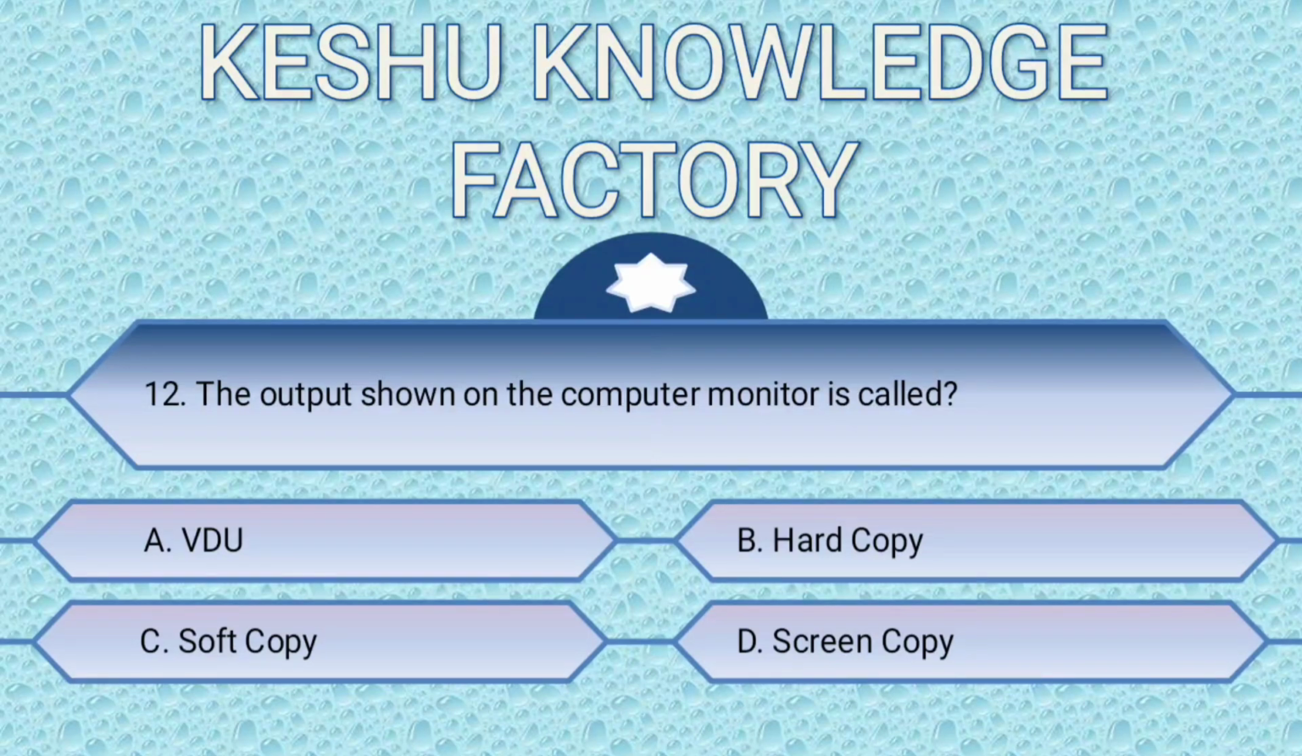Question 12. The output shown on the computer monitor is called A. VDU. B. Hard copy. C. Soft copy. D. Screen copy. Answer is C. Soft copy.